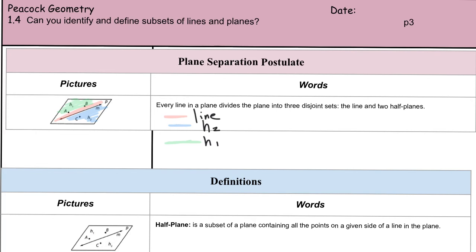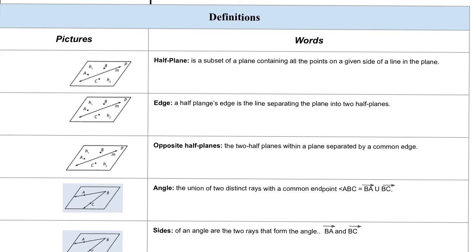Okay, so that brings us to the definition of half plane. A half plane is a subset of a plane containing all the points on a given side of a line in the plane. It does not include the points on the line, just the points on the side of the line. A half plane's edge is the line separating the plane into 2 half planes. So that line M right there is the plane's edge. Opposite half planes are the 2 half planes within a plane separated by the edge. So the opposite half planes are H1 and H2. These all make sense, hopefully.